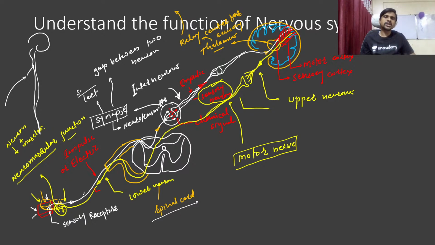So if you see here, the dendrites are placed in the next cell. So this cell before the junction is called a presynaptic cell, and this cell which comes after the synapse is called the postsynaptic cell. Okay, so these are the postsynaptic cells and these are the presynaptic cells. Presynaptic means before the synapse and postsynaptic means after the synapse.